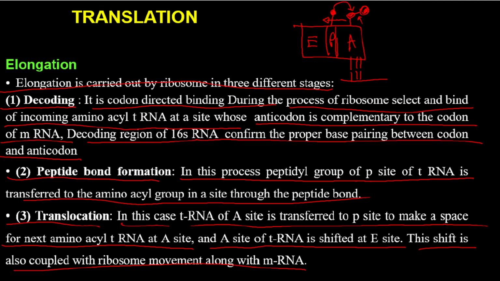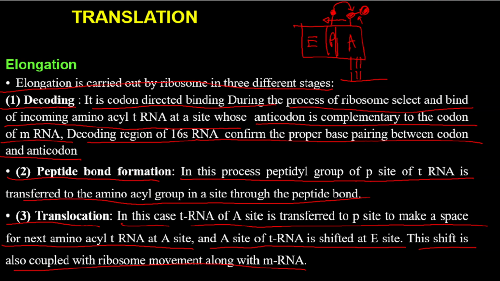Elongation is carried out by the ribosome in three different stages. First, decoding, basically the recognition of the codon. Then peptide bond formation: the tRNA which has brought the amino acid forms the peptide bond between the previous amino acid and the next incoming amino acid. Then translocation, in which the tRNA of the A site is transferred to the P site to make space for the next aminoacyl tRNA. Basically, the tRNA is bringing the amino acid, so it should have a proper place to sit where it can transfer the amino acid to the previously formed chain.